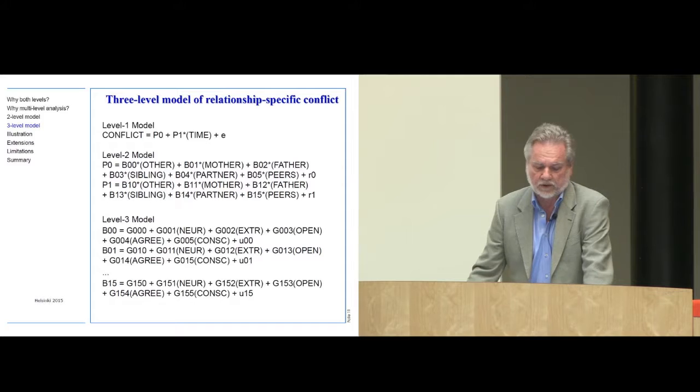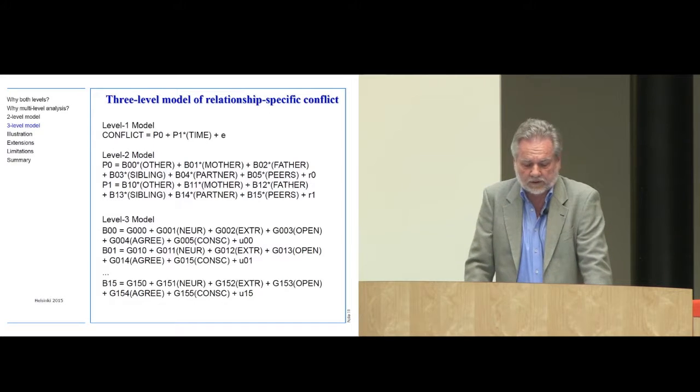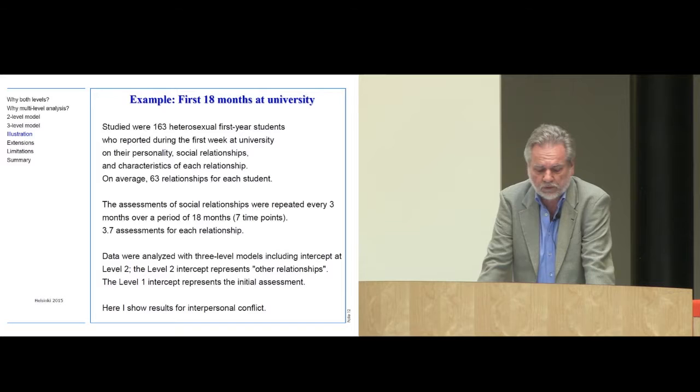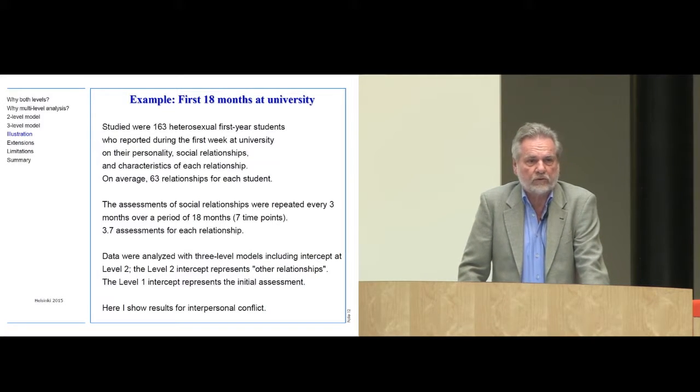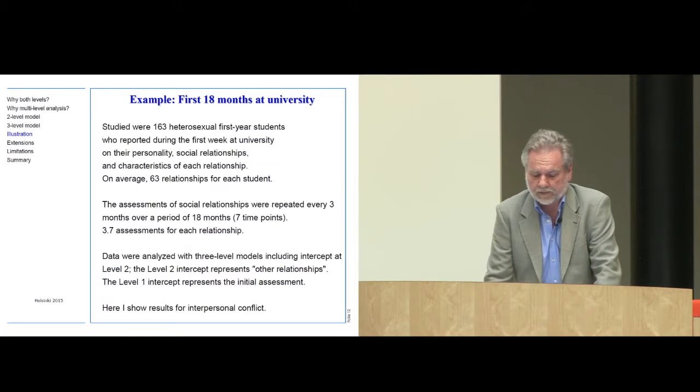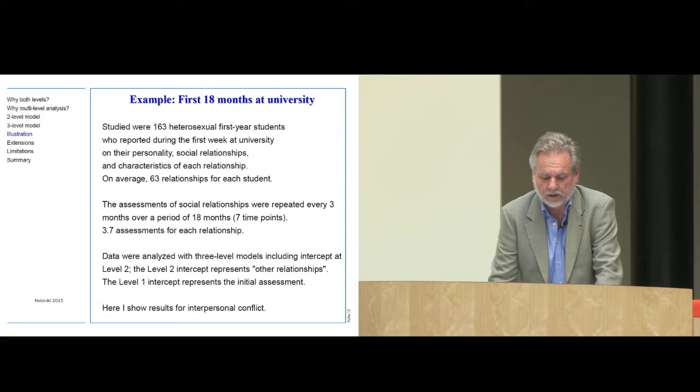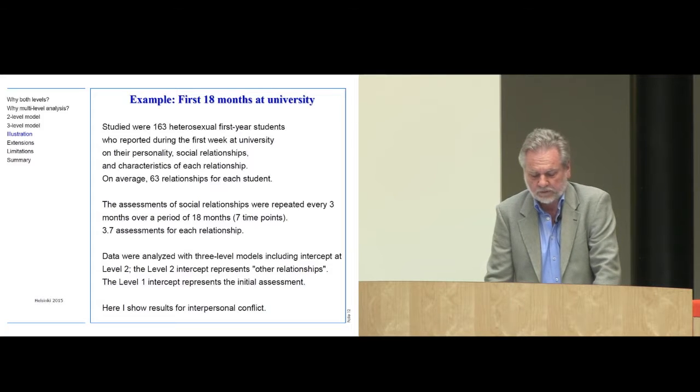Now let's come to the empirical example. Studied were 163 heterosexual first-year students at our university who reported during the first week at university on their personality, social relationships, and characteristics of each relationship. On average, we had 63 relationships for each student, really a complex social network. The assessments were repeated every 3 months over a period of 18 months, 7 time points. We had 3.7 assessments for each relationship on average.